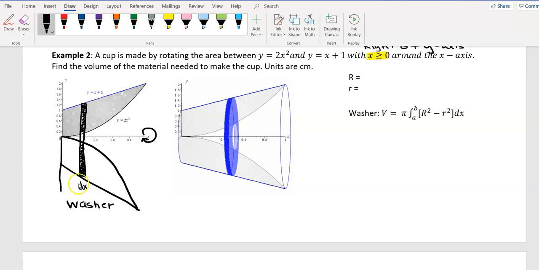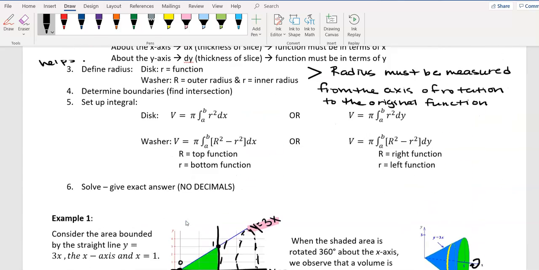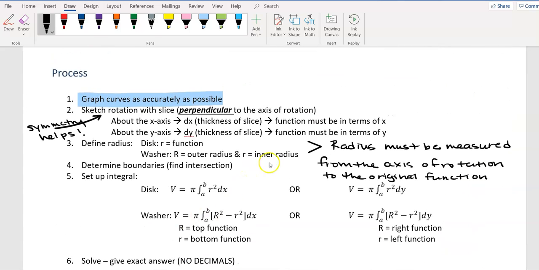Now this dx here, this is the thickness of my slice. It is dx, so that's telling me we're doing things in terms of x. And because we're dealing with a washer, I'm going to have two different radii. One is the outer radius and the other is the inner radius. So let's talk about those two, the outer radius and the inner radius.